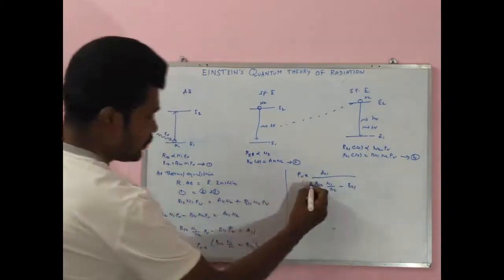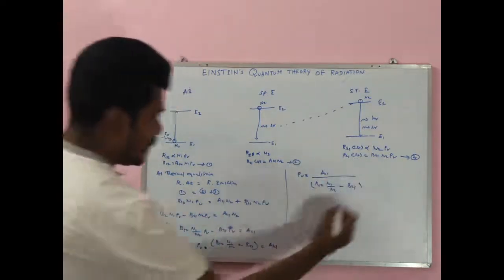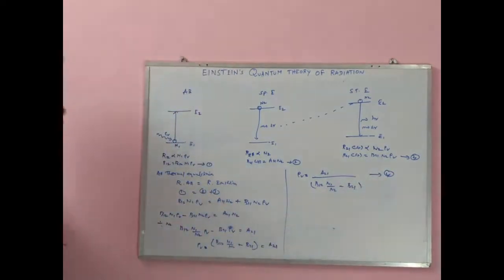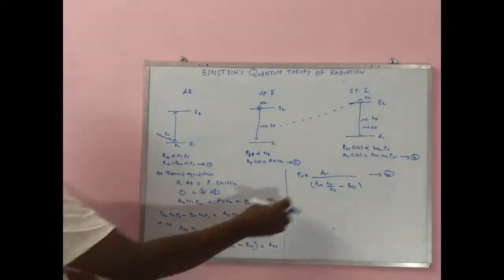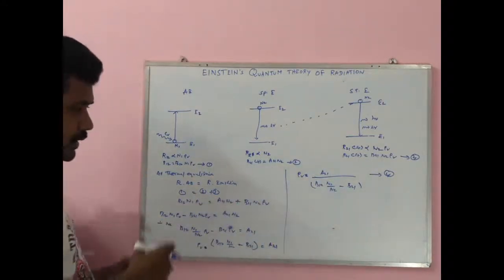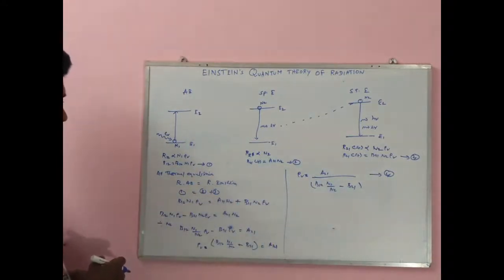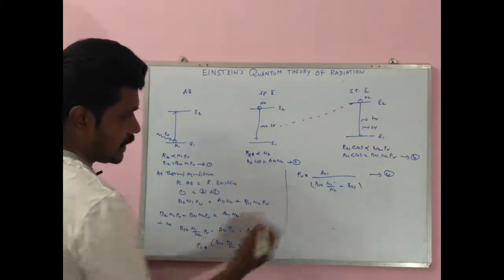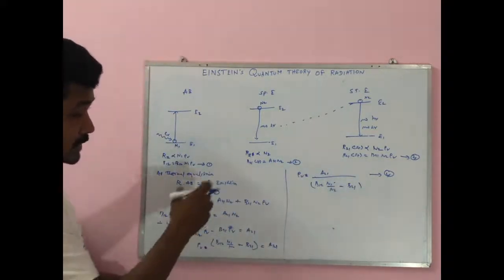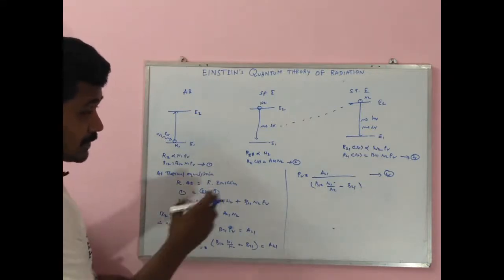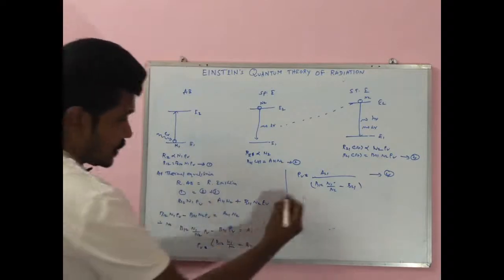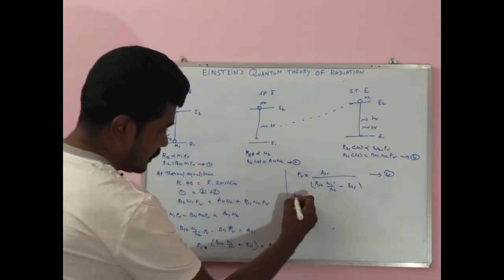Did you understand? So now this is equation number 4. Now we find the N1, N2 values. We already know from Boltzmann's law the number of ground state electrons and the number of electrons in the upper state. So we apply Boltzmann's law.